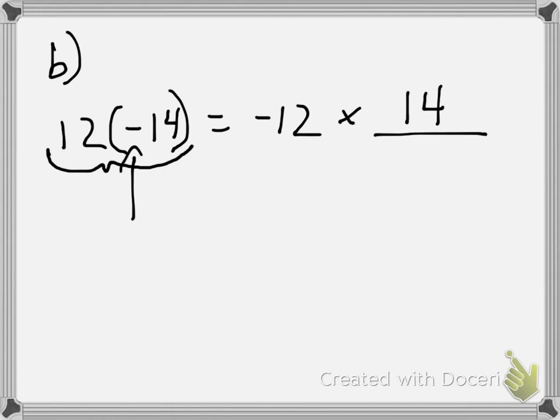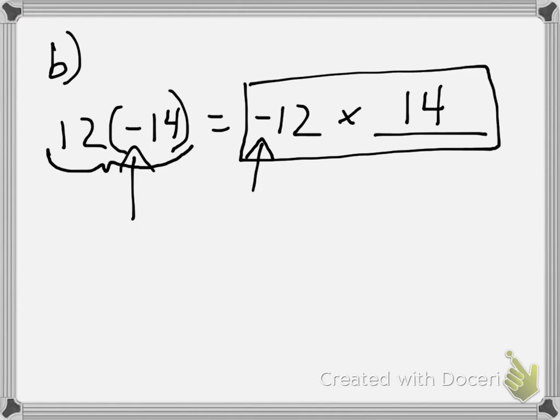So we have one negative on this side of the equation, so we're going to have one negative on that side of the equation. So our answer is -12 times a +14. So once again, 12 times 14, and one negative means we're going to have a negative answer.